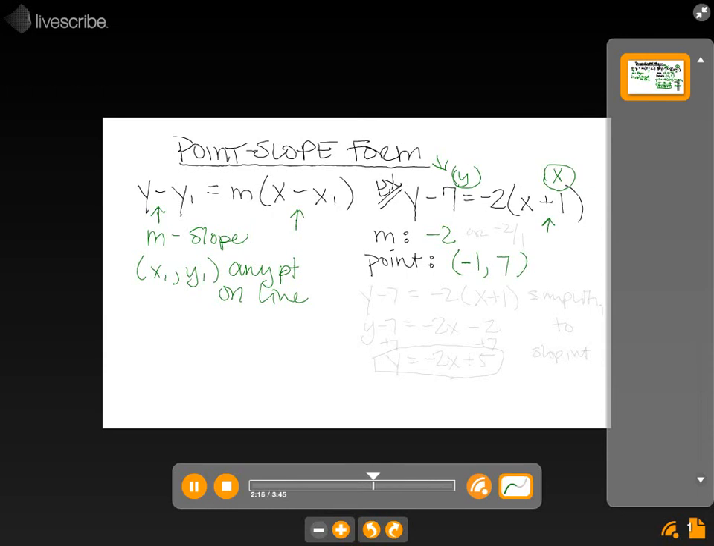So if I were going to graph this line, I would plot negative 1, 7, and then I would count my slope of negative 2, which is really negative 2 over 1. And that's how I would graph that and pull that information out.